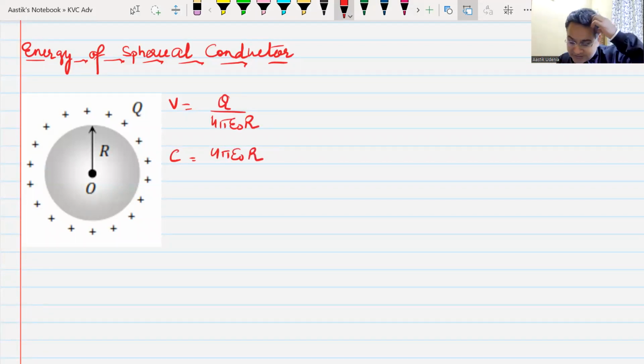Now, I have also seen its energy, the self-energy of this. Do you remember what is the energy U of this isolated spherical conductor? What is the energy of an isolated spherical conductor? Anyone remembers it?